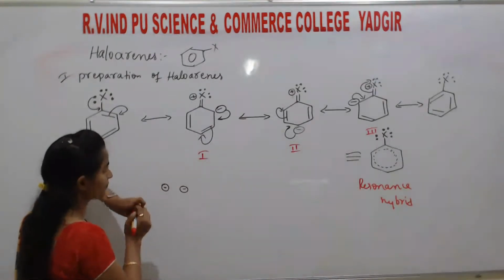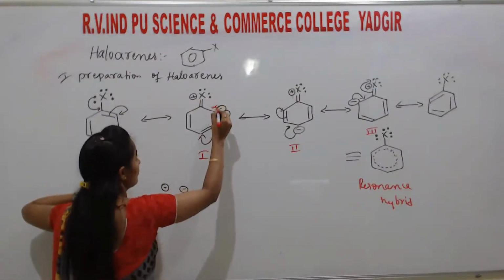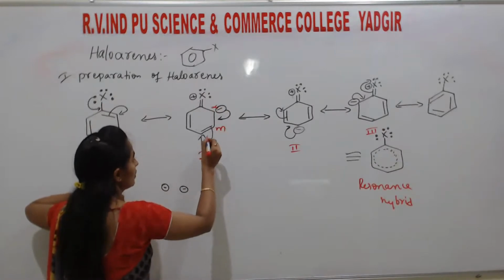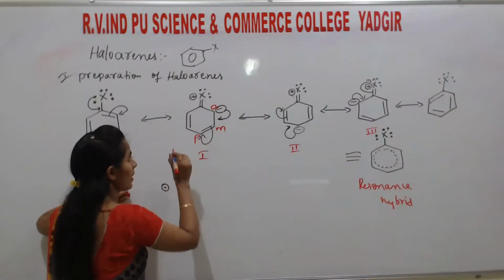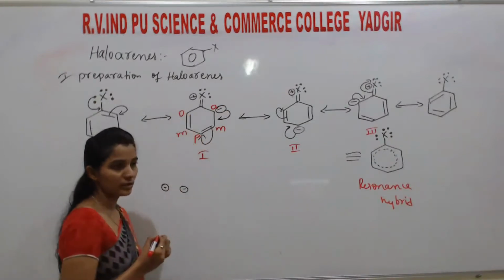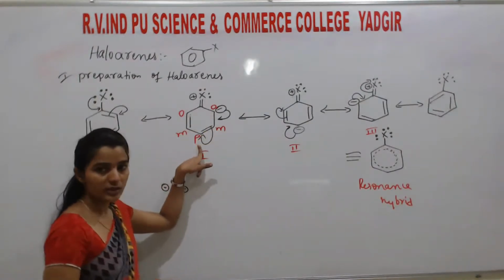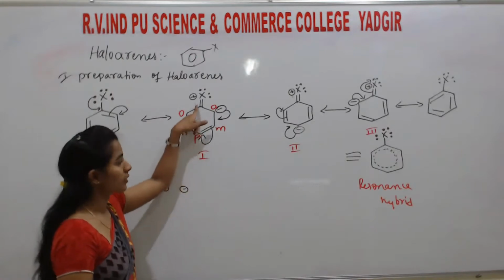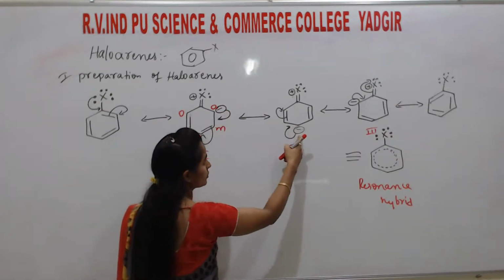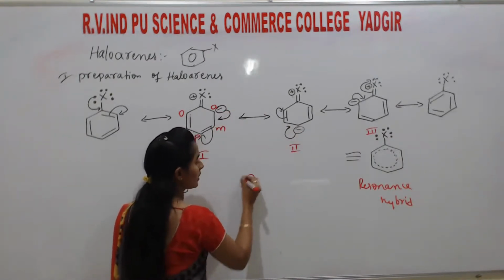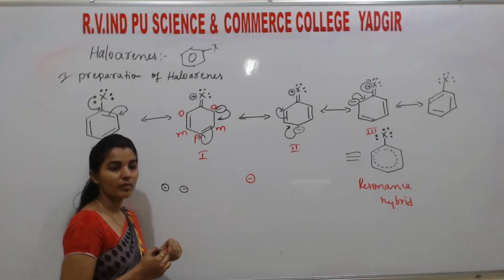Okay, so listen. Here what happens with respect to this halogen? Consider this is ortho, this is meta, this is para, this is meta, this is ortho, correct? These two positions are ortho, these two positions are meta, this one is para, with respect to this halogen. So students, assume here, at ortho and para positions, minus charge is there.